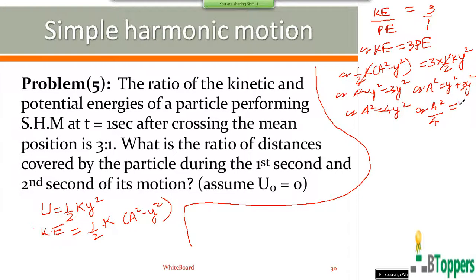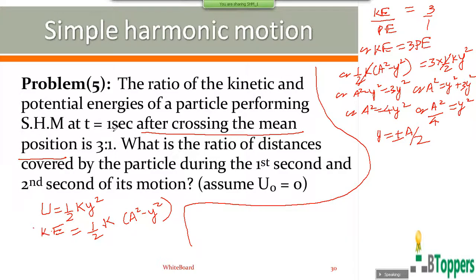And if you take the positive value, that means y equals plus or minus a by 2. That means the kinetic and potential energies of the particle will be in the ratio 3:1 at the instant y equals a by 2 after crossing the mean position in the positive direction. So we start counting time from the instant the particle crosses the mean position.